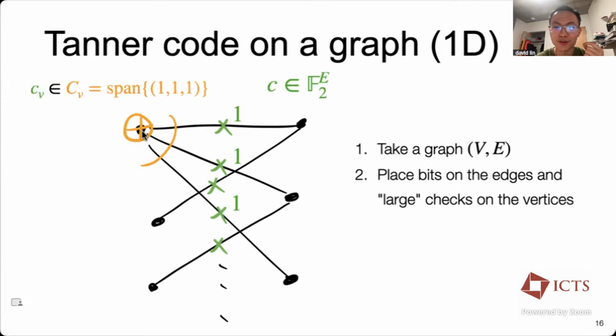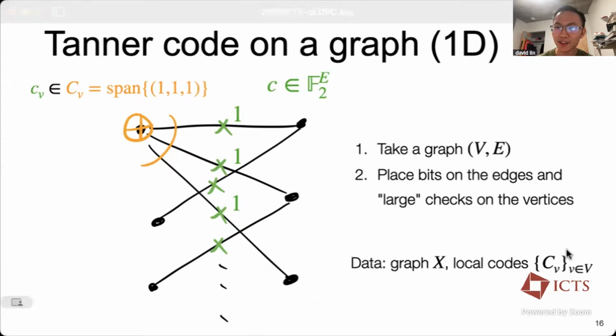The condition is that you look at every vertex and you look at the adjacent values. For example, this vertex is adjacent to these 3 edges. You collect their values, and then you want to check that it's inside a local code. In this case, the local code is 111, so these 3 values should be either 111 or 000. And you want to check this for every vertex. Just to summarize, the data used to construct this Tanner code is a graph and some local codes on the vertices. So this is just a usual Tanner code.